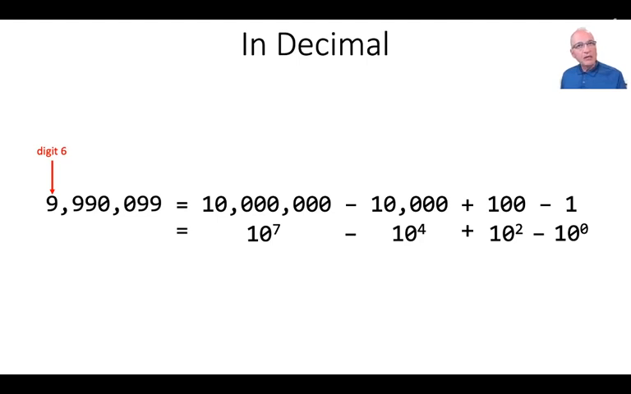My most significant 9 was in the position 6, digit 6. And then I had the least significant of that upper group in digit 4. So notice that in my expression, I end up with 10 to the 7 minus 10 to the 4. And then for the second group, I had digit 1 and digit 0, and I end up with the expression 10 to the 2 minus 10 to the 0.